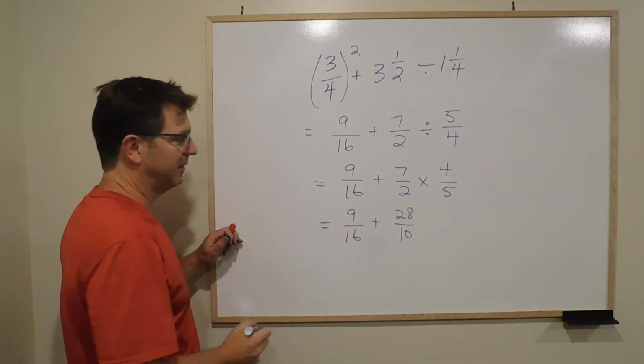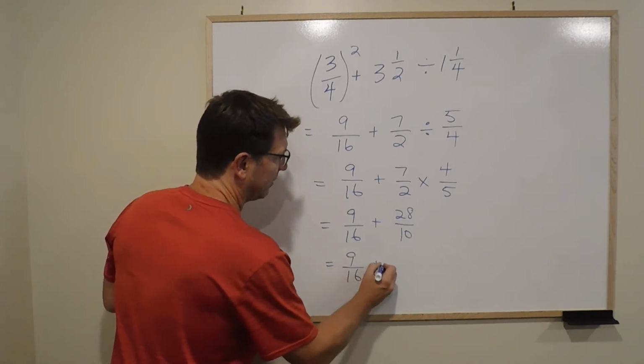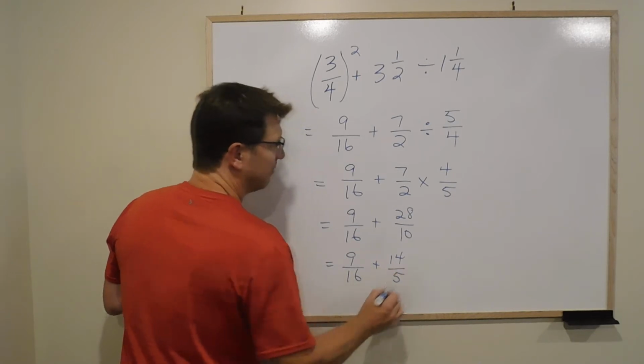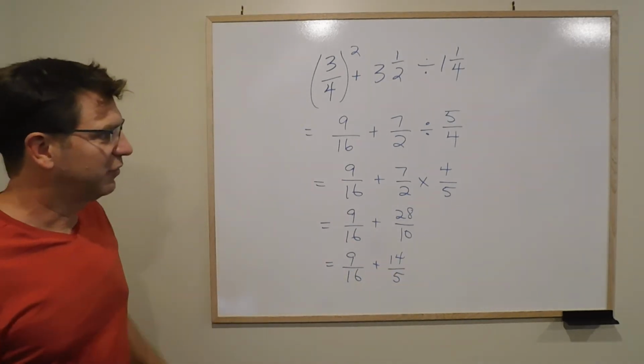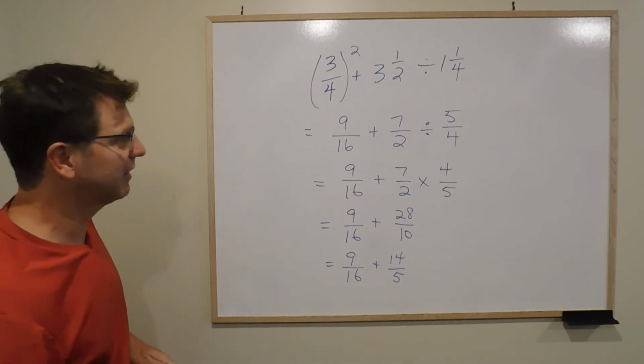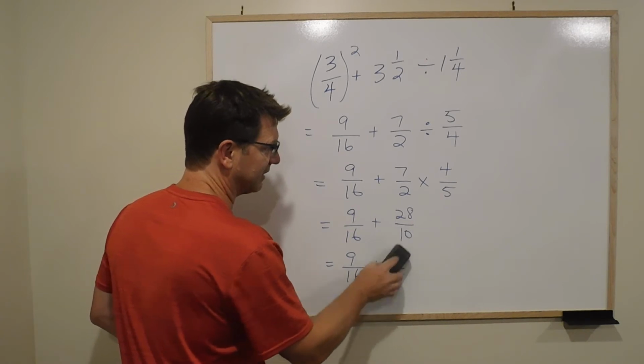Right? Now that can be reduced to 9 over 16 plus 14 over 5 because 2 can go into both of those. Now I'd like to pause at that point because some of you have learned it a little differently, and I'd like to show you something. This 14 over 5 is going to stay the same.